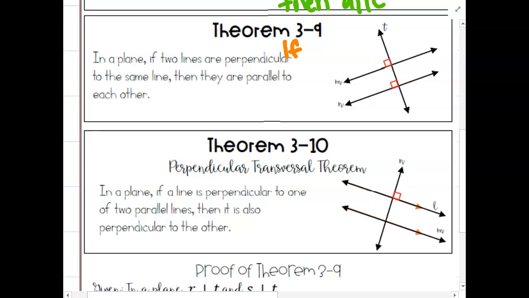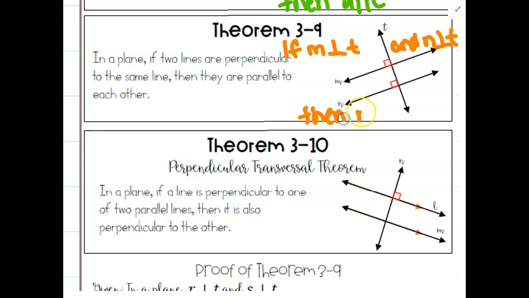If we have these 2 lines that are both perpendicular to T. So if I wanted to say M is perpendicular to T, I would say M, and then the symbol for perpendicular looks like an upside down capital T. It's just perpendicular lines. So I could say if M is perpendicular to T, and N is perpendicular to T. So both of these lines are perpendicular to the same line, okay? If 2 lines are perpendicular to the same line, then M has to be parallel to N.